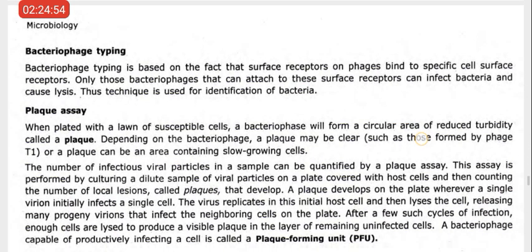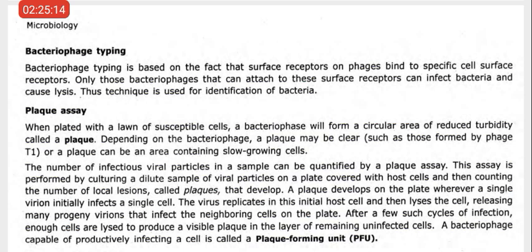The next step, bacteriophage typing. Bacteriophage typing is based on the fact that surface receptors on phages bind to specific cell surface receptors. Only those bacteriophages that can attach to these surface receptors can infect bacteria and cause lysis. This technique is used for identification of bacteria.